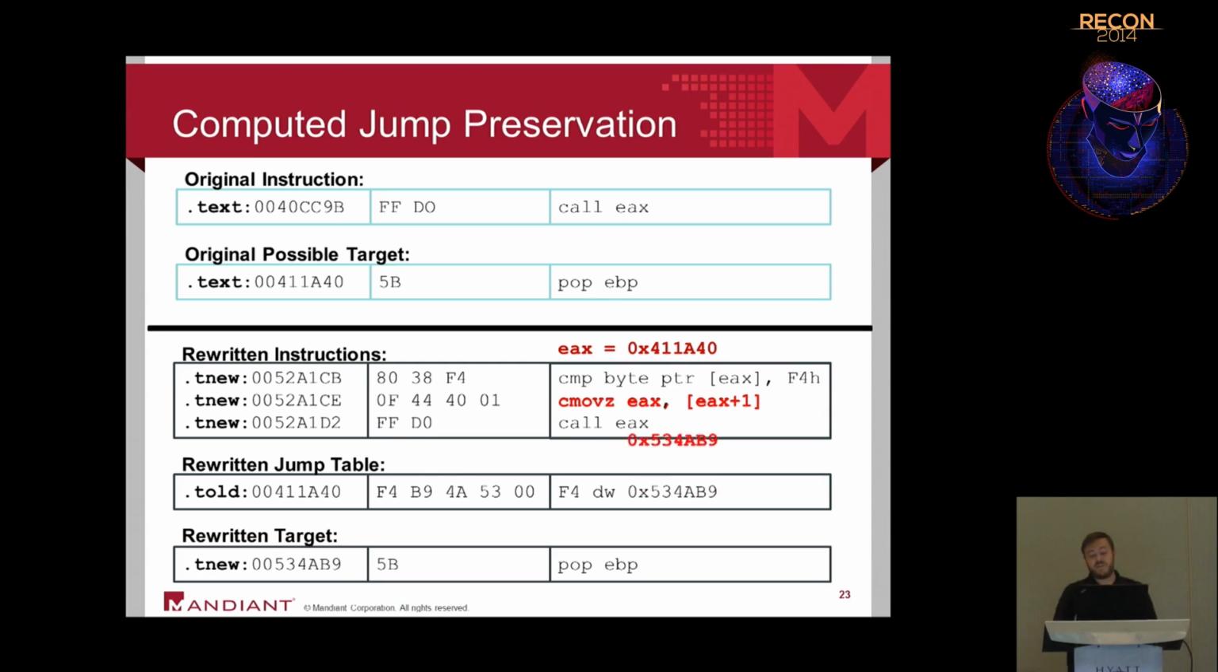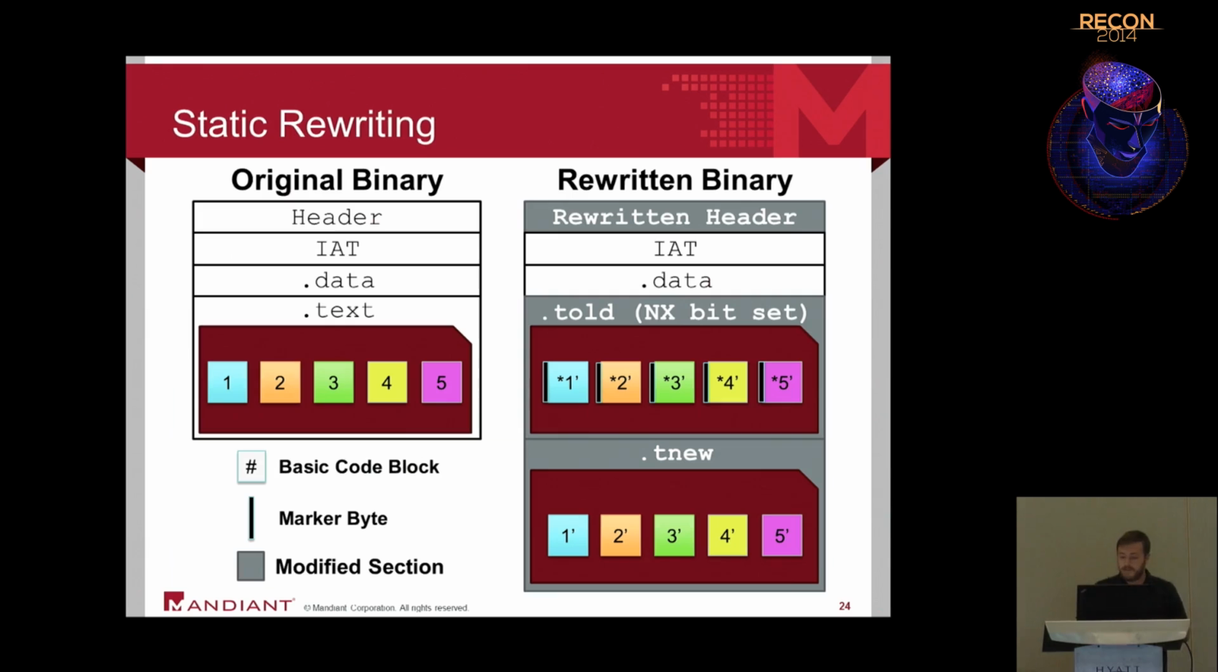We need to dereference and take the pointer and put that back into EAX. So now EAX points to the right place, the call gets hit, and it goes to the right location in our rewritten code. So that's how we handle the behavior and keep everything flowing smoothly.